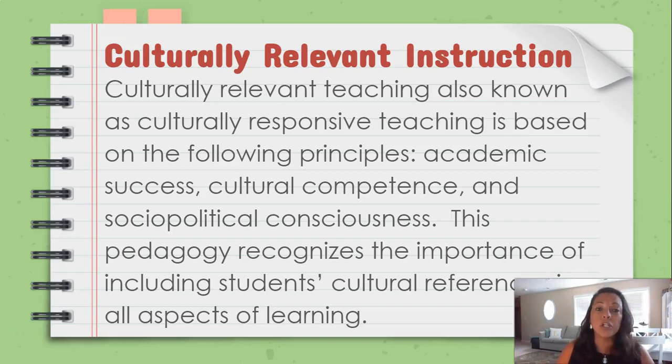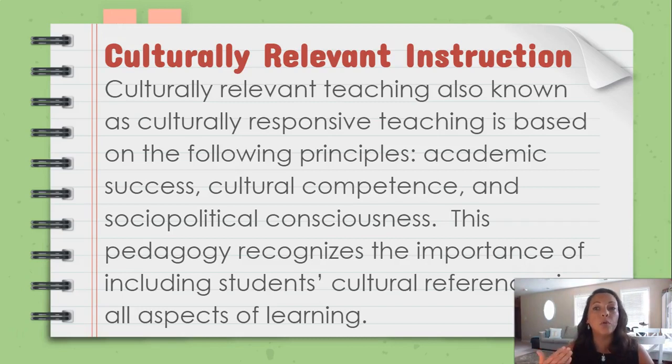Culturally relevant teaching, also known as culturally responsive teaching, is based on the following principles: academic success, cultural competence, and sociopolitical consciousness. So the first principle, academic success, is that we want our learners to grow intellectually. While seemingly obvious, the unconscious biases we educators harbor can actually sabotage our best intentions. For example, research shows that we call on poor performers less often and spend less time waiting for them to answer.